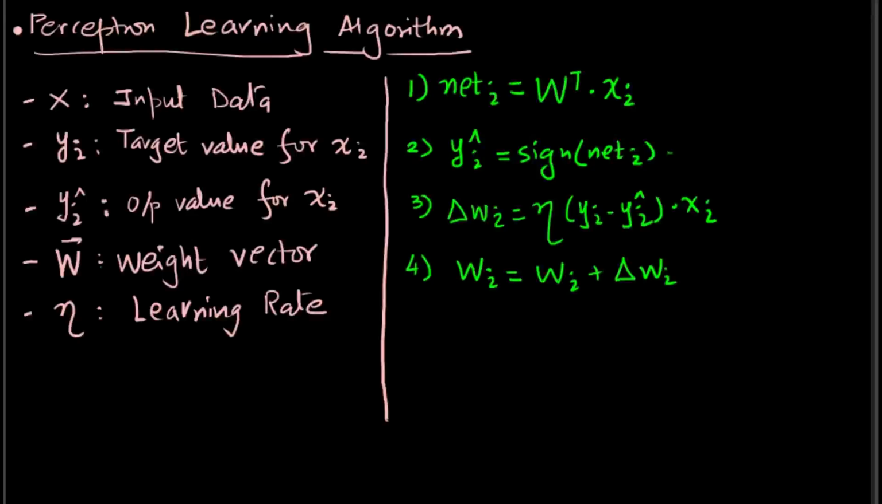And the sign function can be specified as follows: it will return plus 1 if the value of x is greater than or equal to 0, and it will return minus 1 if the value of x is less than 0.